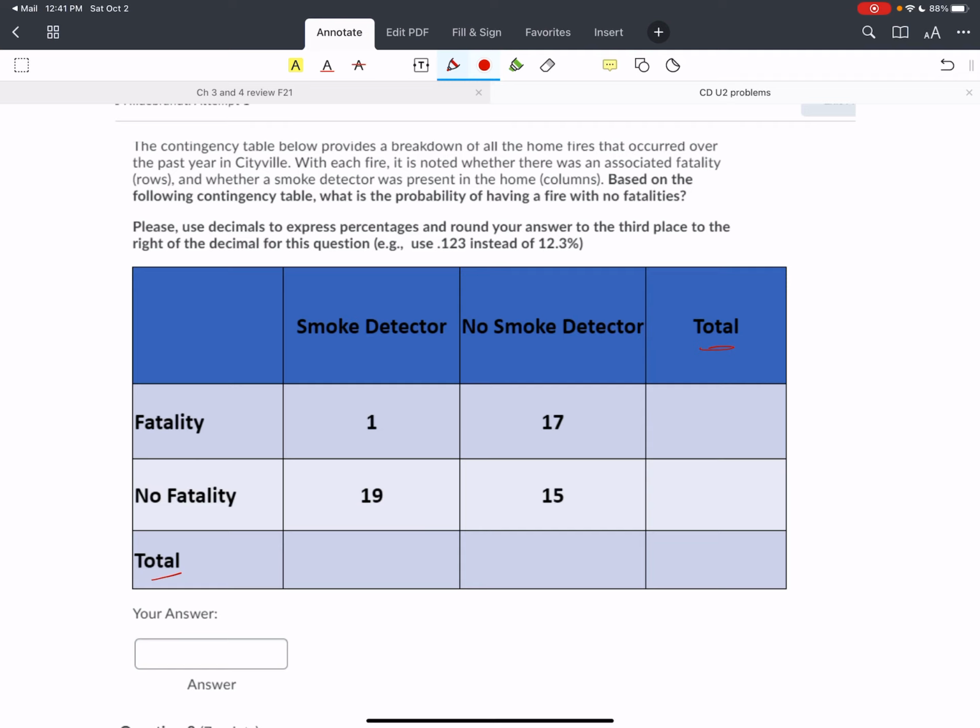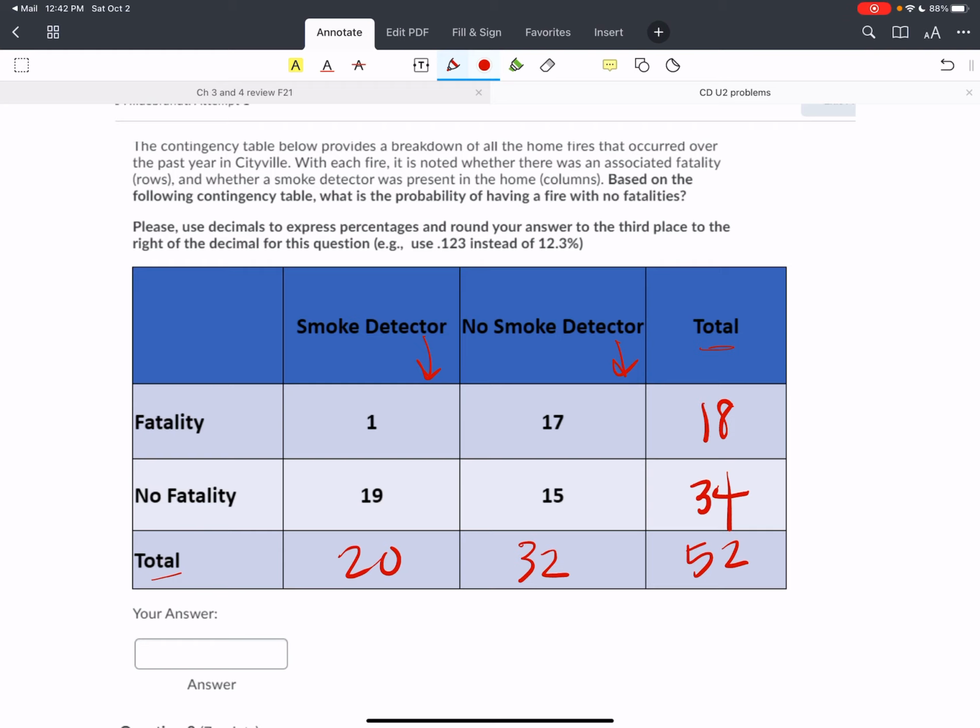How many total fatalities did we have? Well, there was 18. 1 in a house that had a smoke detector and 17 that did not. How many total no fatalities did we have? Well, that was 34, right? And then we'll go down this way, down the columns. How many total homes had smoke detectors? 20. How many total homes did not have smoke detectors? 32. And all in all, we're looking at 52 different cases here.